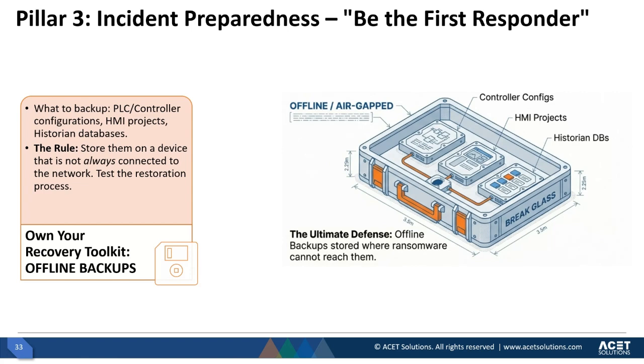Why offline? Because we have seen in the past that ransomware is one of the biggest risks, and it can encrypt the files wherever it can reach. So having a box where you have all the controller, HMI, historian, or other backups is very important. And that backup is offline. This is very important. So keep your offline toolkit ready for any incident.